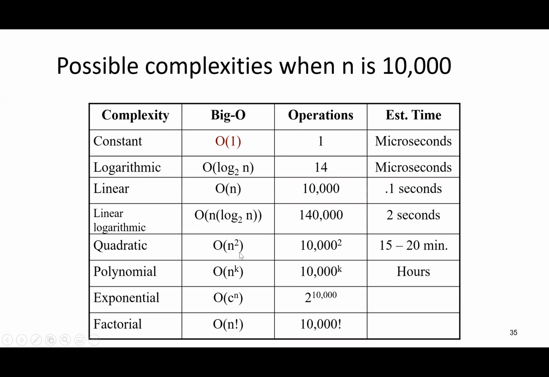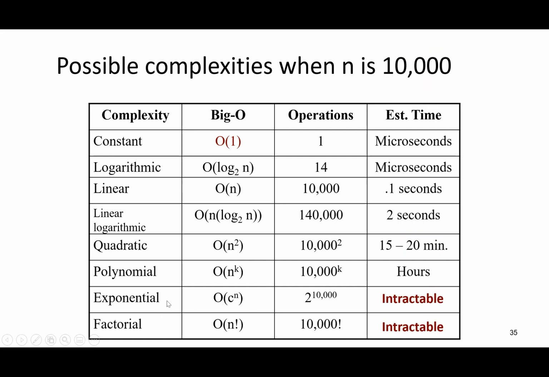Quadratic, n power 2, is 10,000 power 2. The number of operations is quite a lot, right? It takes around minutes. But if you have polynomial, n power k, then it's 10,000 power k. It will take hours. Wow. And then for the last two, exponential and factorial, can you imagine how long it takes?